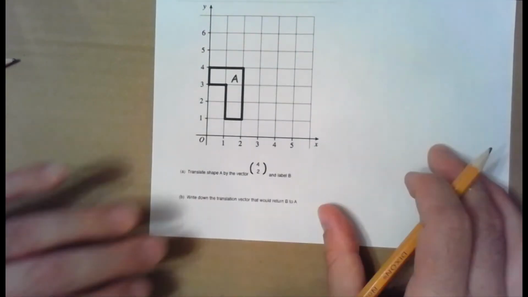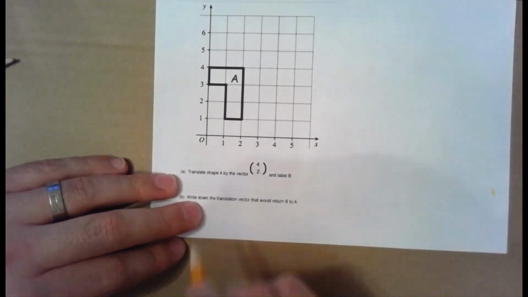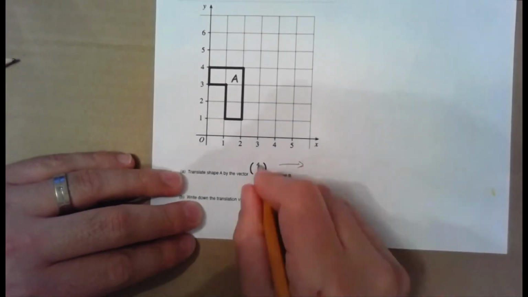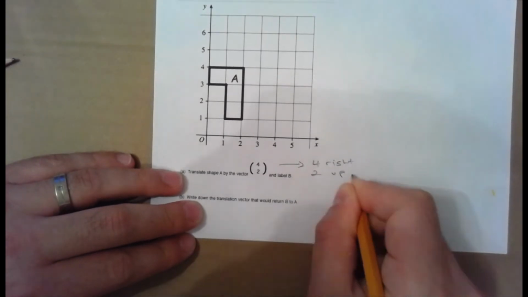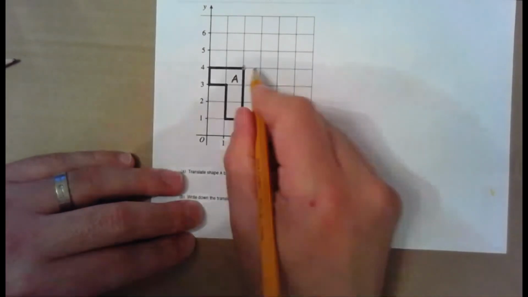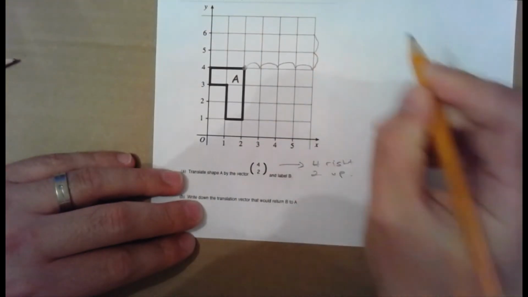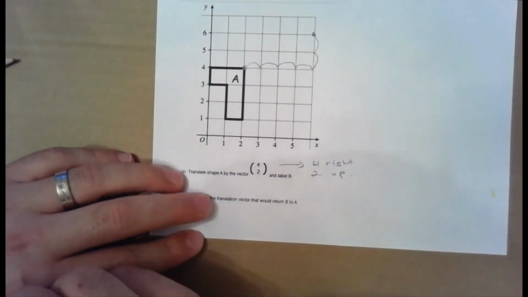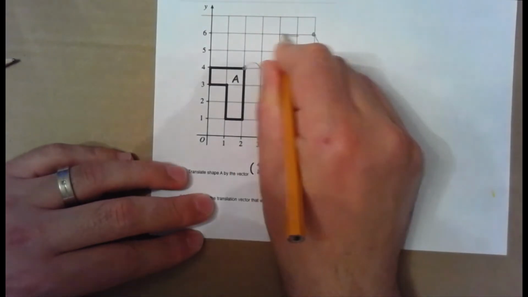So another example. Shape A. Translate shape A by the vector 4, 2 and label B. So first of all, this means 4 right and then 2 up. So again, pick a corner. I'm going to pick this one. Go 4 right, 1, 2, 3, 4, and 2 up, 1, 2, which goes there. Okay, so that corner moves there. So I can then draw the rest of the shape in.